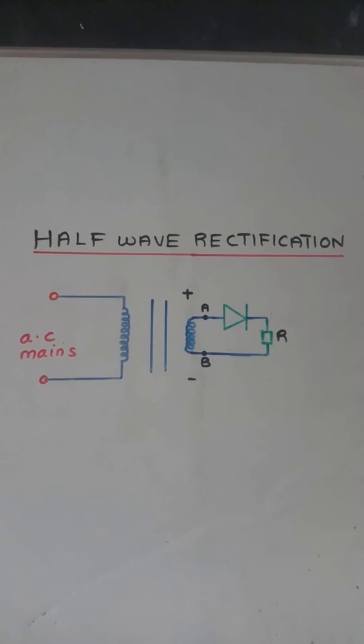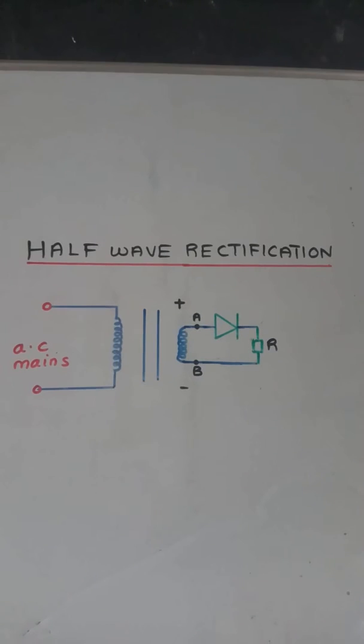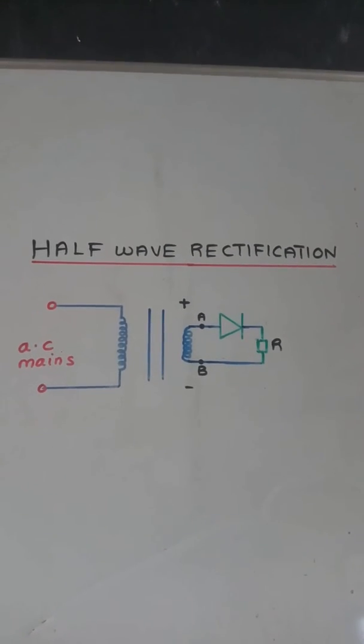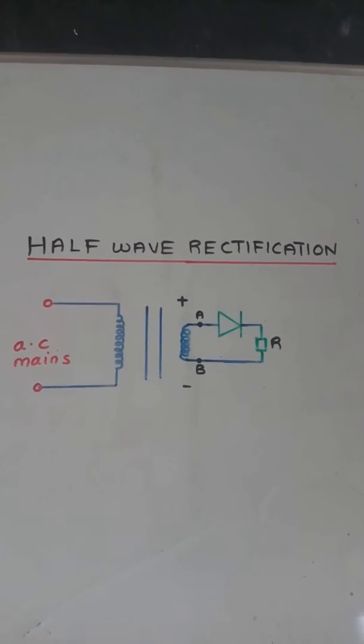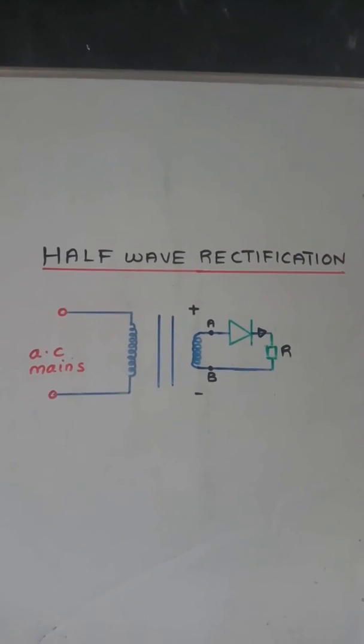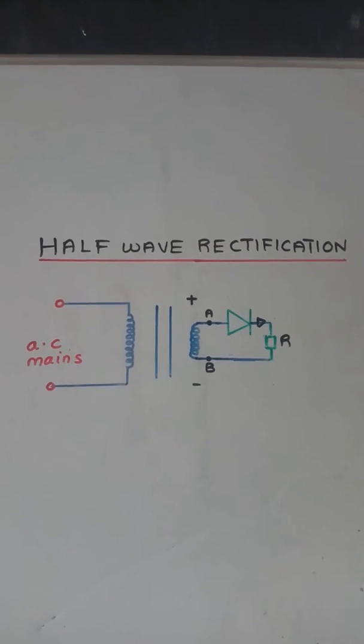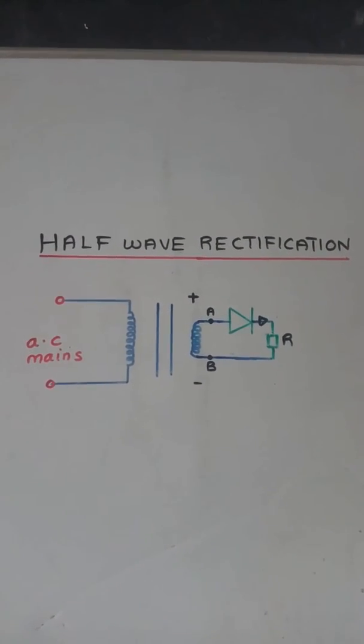For the first half cycle, A is positive and B is negative. Then the diode is forward biased. The current flows around the circuit formed by a diode.